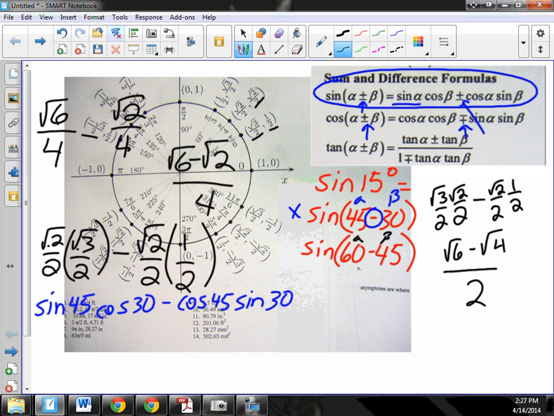And either way, I get root 6 minus root 2 over 4. And if you're limited to the sum and difference equations, the sine and the cosine will always be some version of this. Oh, I'm sorry. Root 2, thank you.